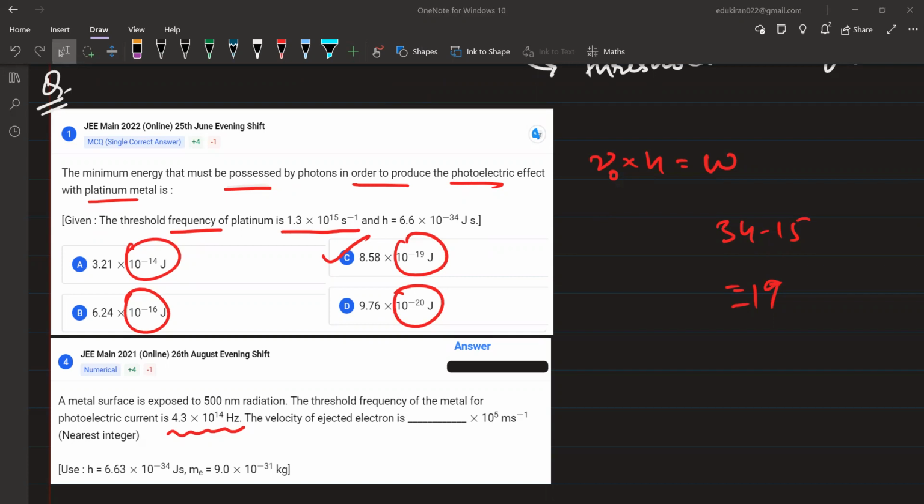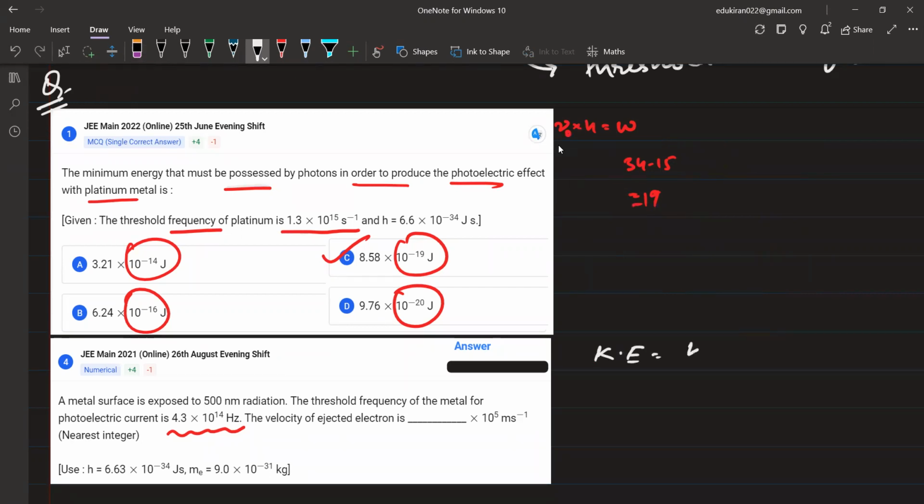Anyone got the answer? Okay, no one. Can you please stop writing and tell me what you have done till now? Yes, Atril, tell me which formula. Which formula have you taken? So the kinetic energy is hc by lambda minus hc by lambda naught, the half mv square formula.